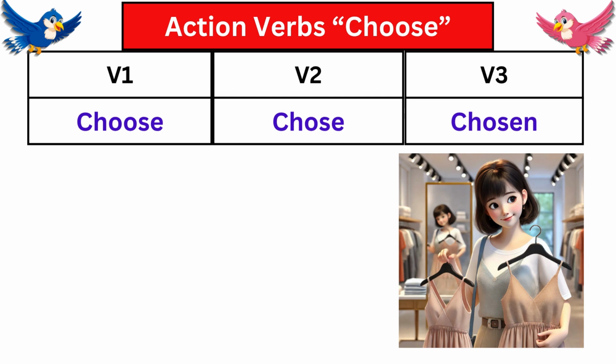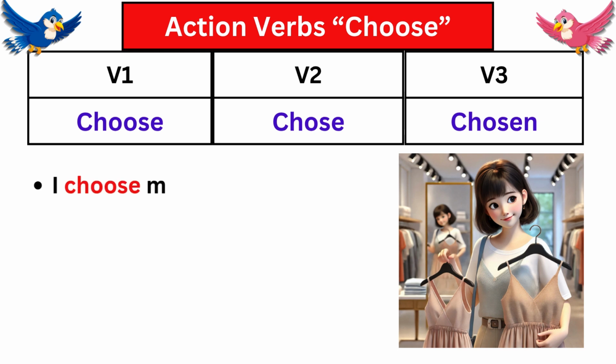Next, let's look at the three forms of the verb. V1: choose, present. V2: chose, past. And V3: chosen, past participle. Now, let's use these words in sentences.